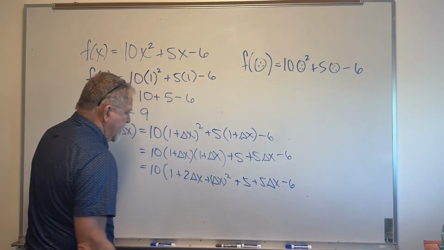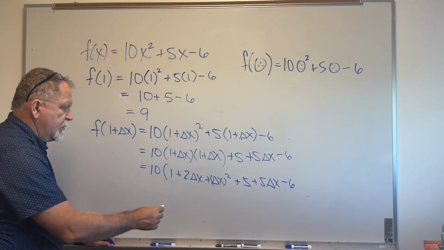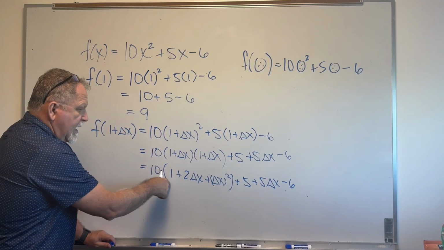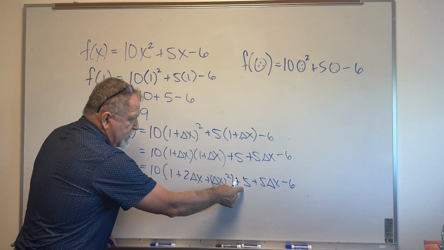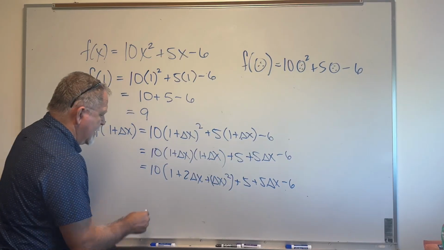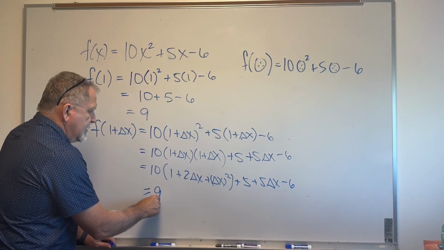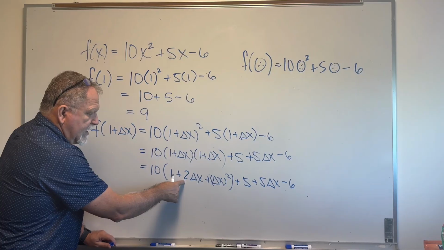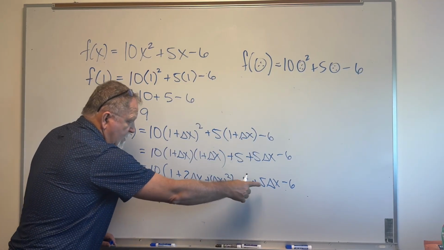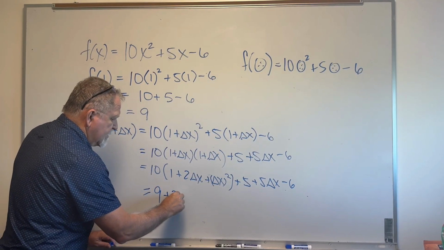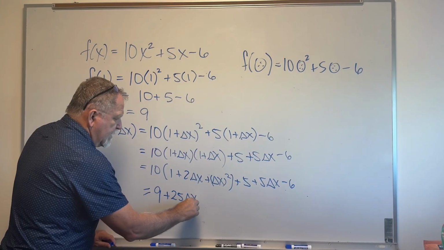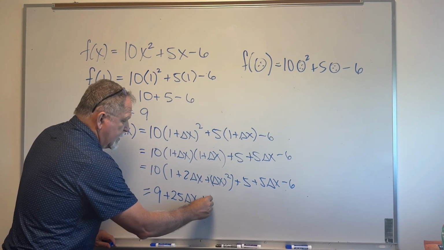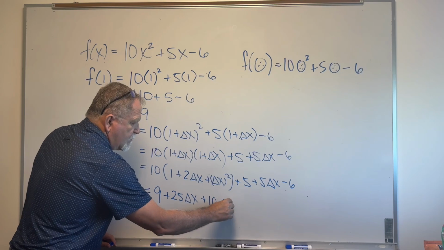Now I can combine like terms. Let's see, we're going to distribute this 10 all the way through. So I'll have 10 plus 5, that's 15 minus 6, that's going to give me a 9. So I'll go and take that 9. Let's do the delta x's. Let's see, 10 times 2 delta x is going to be 20 delta x plus 5, so I'll have 25 delta x. And then I'll have 10 times delta x squared, and that will be plus 10 times delta x quantity squared.